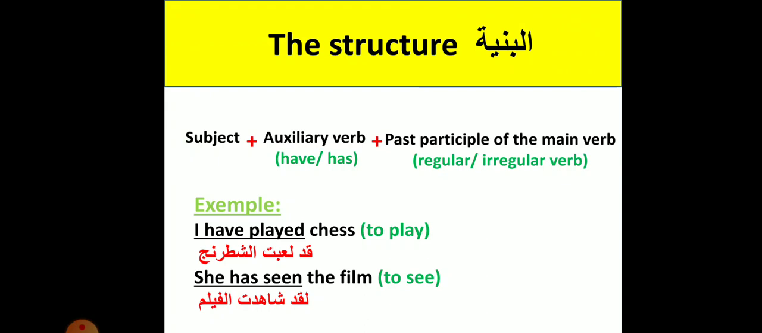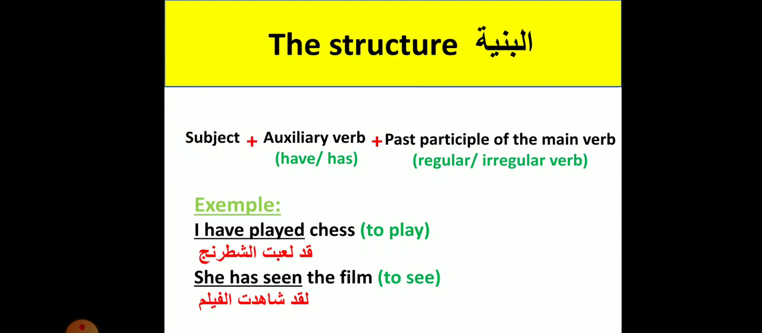Okay, so let's see these 2 examples. I have played chess. Subject I, the auxiliary verb have, played is the past participle of the main verb to play. Okay, it is a regular verb. Verb to play is a regular verb.